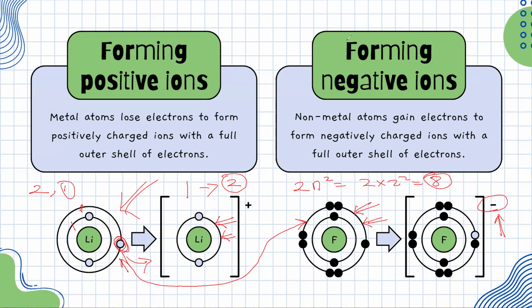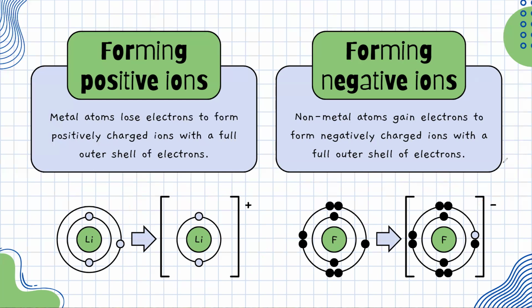Yes, sir. Beautiful. So when that happens, fluorine becomes negatively charged and lithium becomes positively charged. And then the compound combining fluorine and lithium will now be formed. So let's move to another example right now.